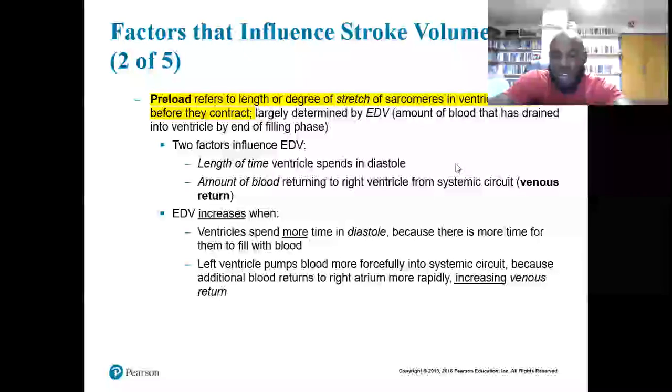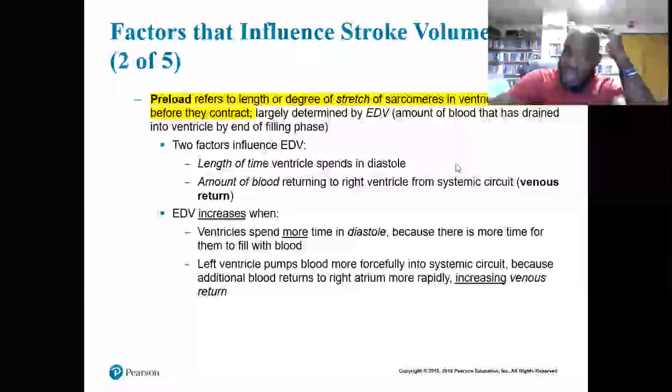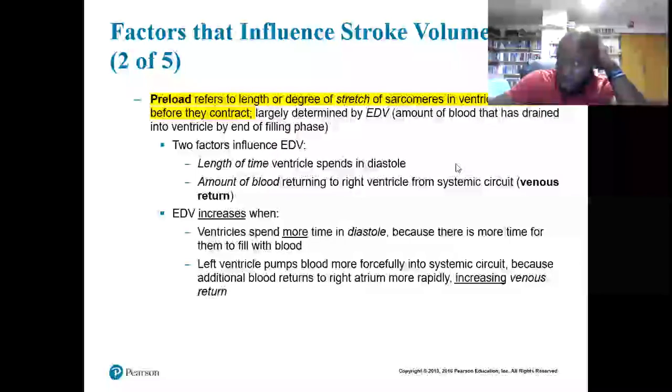So it's largely determined by your end diastolic volume, the length of time spent in your diastole. The more time you spend in that rest phase, the more time you have for blood to fill your ventricles. The amount of blood returning to the right ventricle from your systemic circuit is also going to play a role. Your end diastolic volume increases when ventricles spend more time in diastole. If the left ventricle pumps blood more forcefully into the systemic circuit, it's stronger, then more blood is going to return to your right atrium and eventually to your right ventricle.